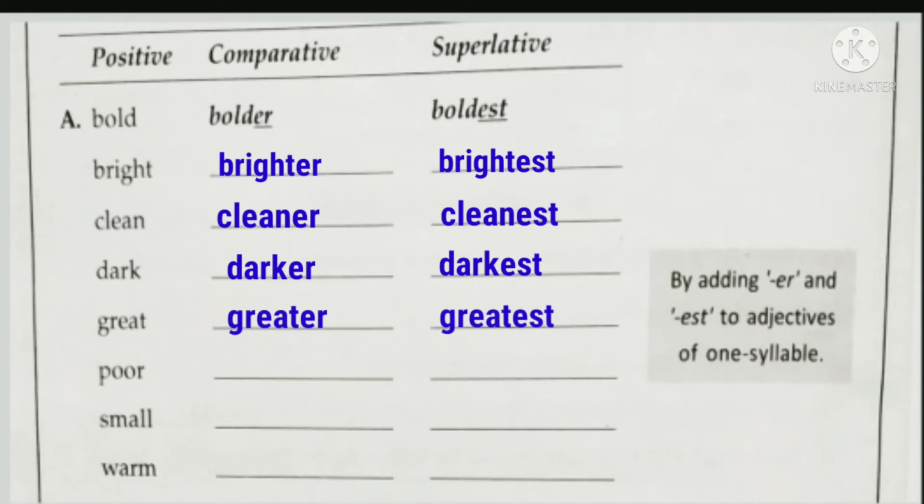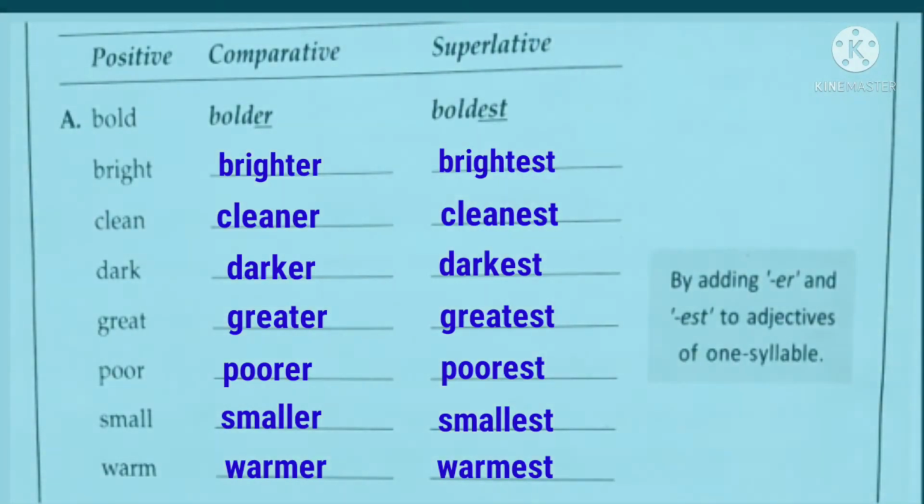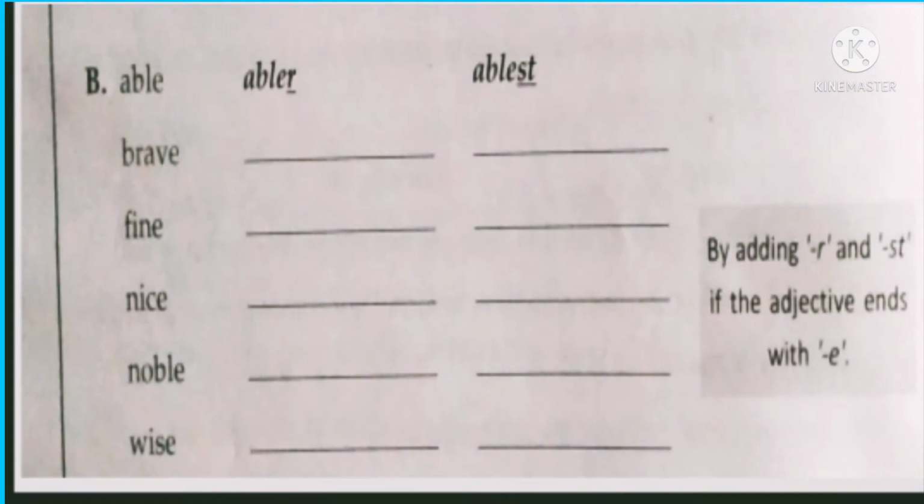The next one is poor, the comparative degree will be poorer and the superlative degree will be poorest. The next one is small and the comparative degree of small will be smaller and the superlative degree will be smallest. The last one is warm and the comparative degree of the adjective warm will be warmer and the superlative degree will be warmest. Now look at the exercise number B. Here also one example is given. Like the first positive degree is able and the comparative degree of able will be abler and the superlative degree will be ablest.